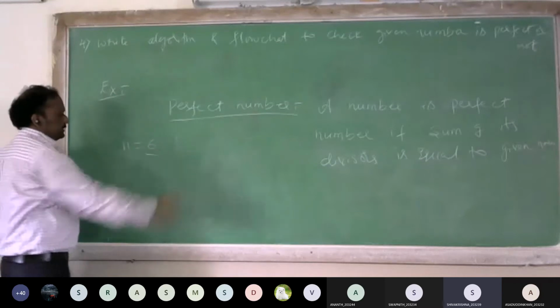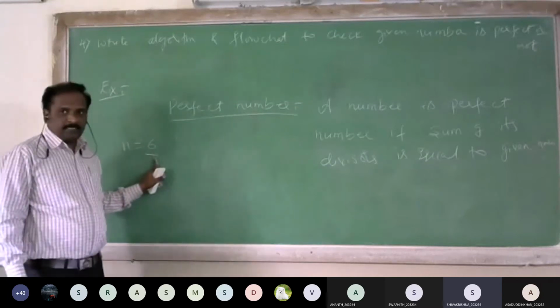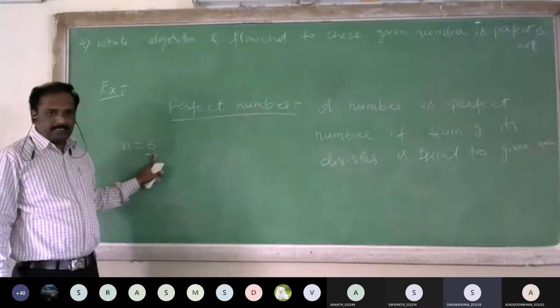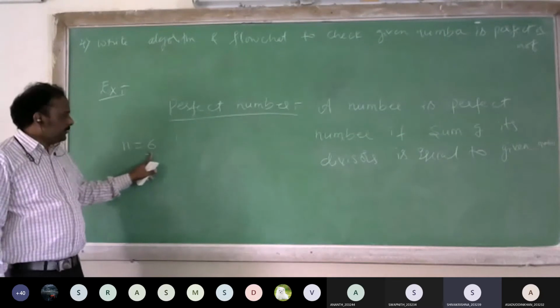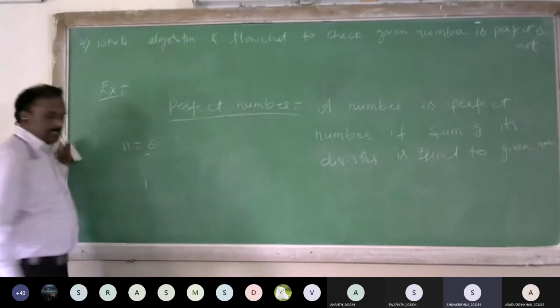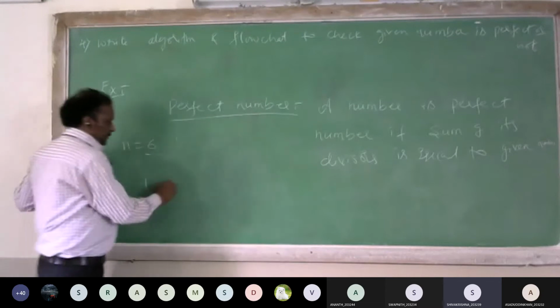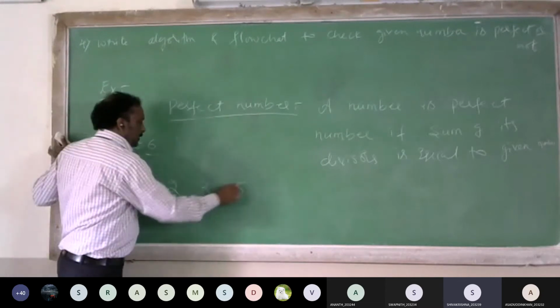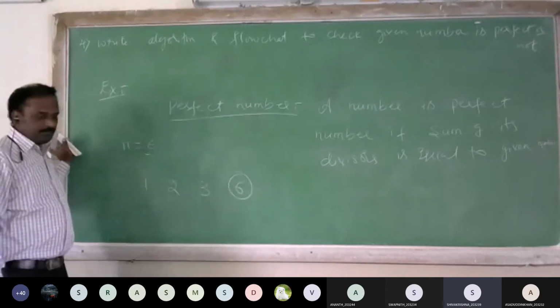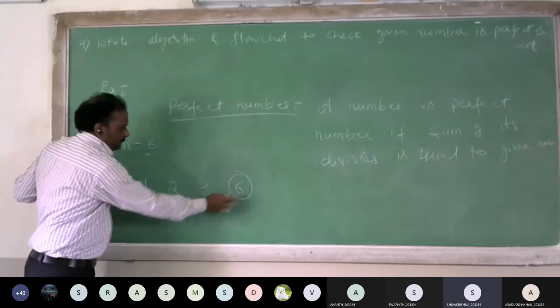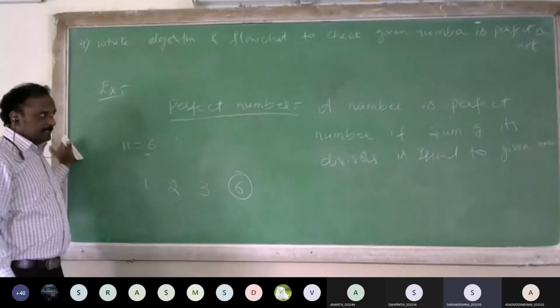n is equal to 6. What are the divisors of 6? 1 is a divisor. 2, 3, 6. 1, 2, 3. You should not take 6. Except 6, you should take the numbers below it.